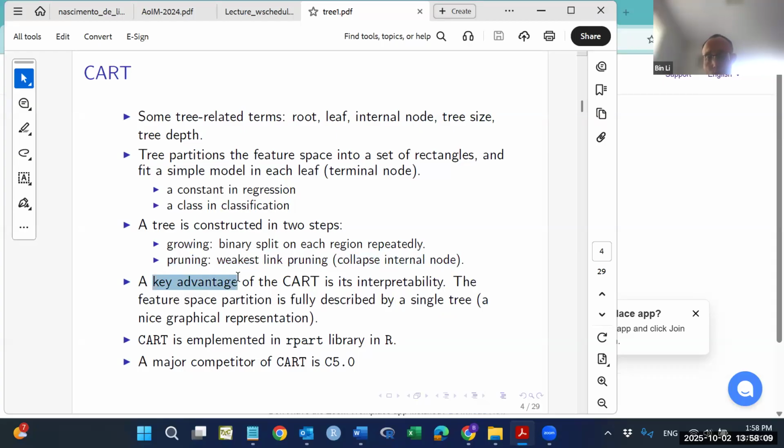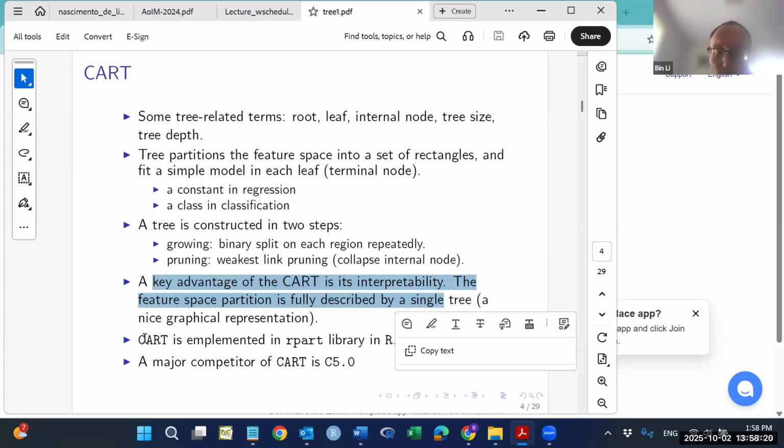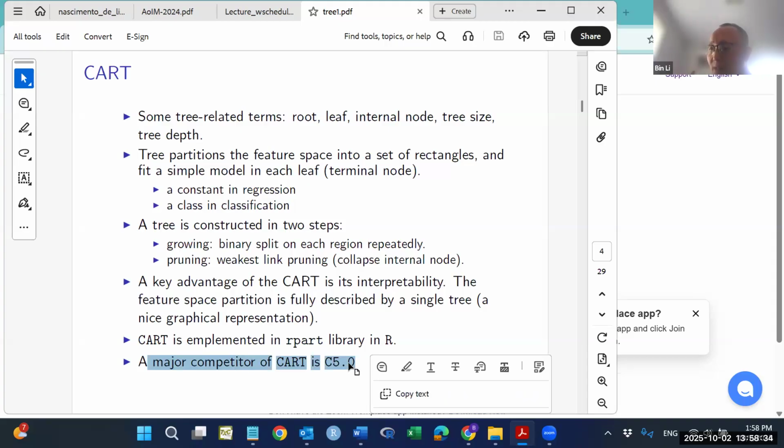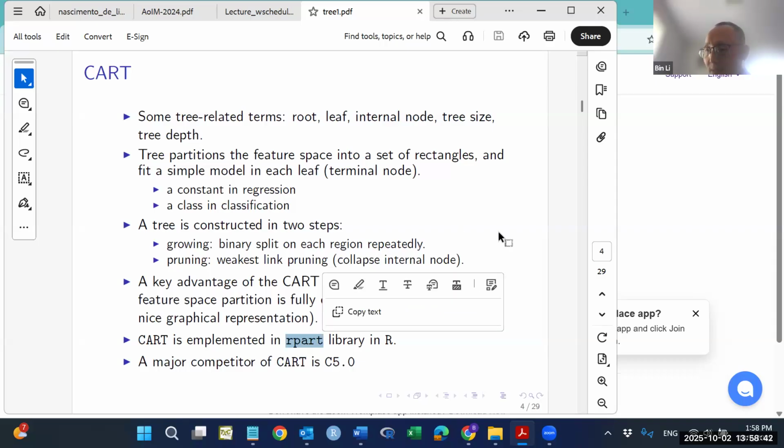A key advantage of a tree, that's classification and regression tree, is its interpretability. The feature space partitioning is fully described by a single tree through a tree diagram. CART is implemented in the R rpart library, and there's also a library called tree. A major competitor for CART is C5.0. C5.0 was developed by people from the computer science area, and the R rpart and tree libraries were developed from the statisticians' side. So they are very similar, but there are some slight differences. I will talk about some more details later.